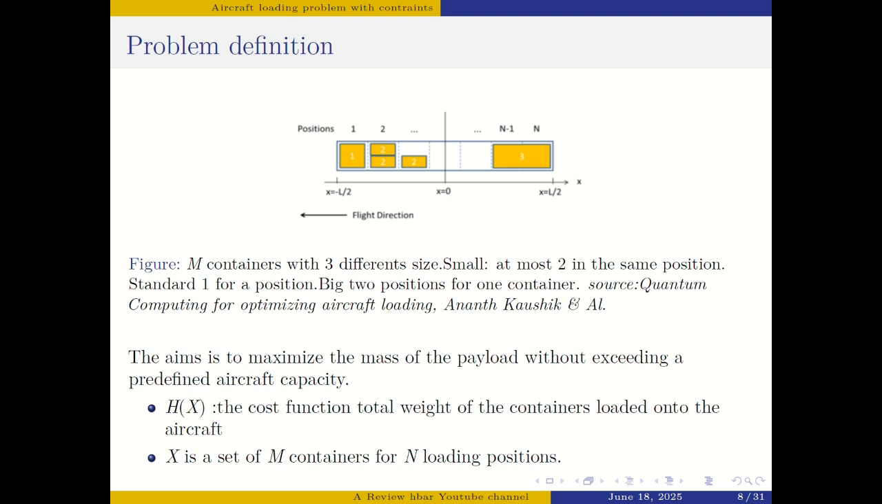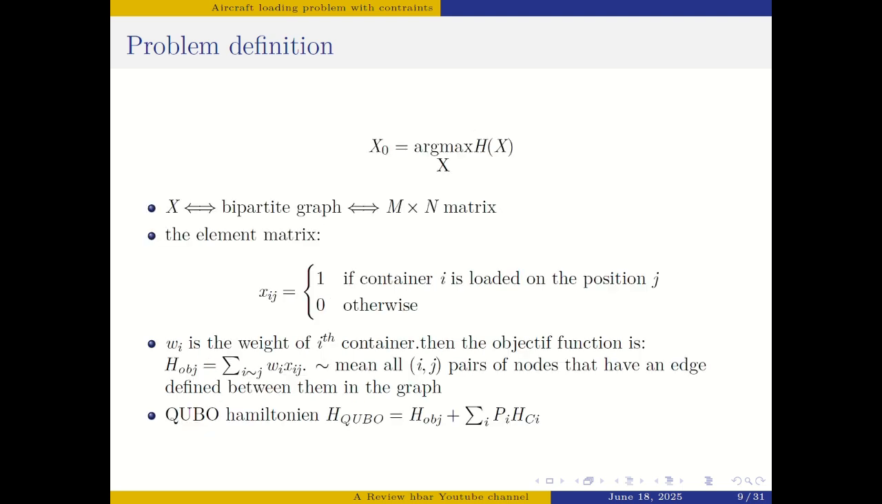To evaluate our objective, which is to maximize the total load, we define a cost function denoted H. H represents the total weight of containers loaded onto the aircraft. It is a function of x, where x is the set of m containers, each assigned to a specific position among the n available ones. So we are looking for the set x0 that maximizes the function H over all possible configurations of x.